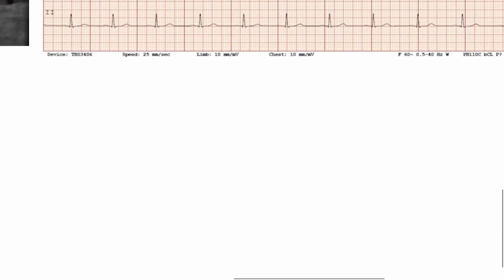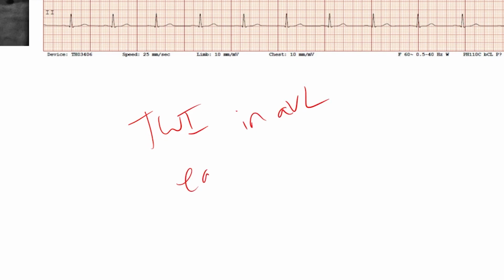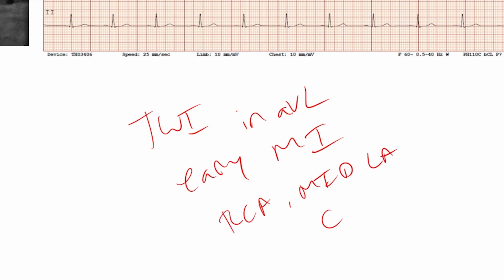So the important thing to note here is that T-wave inversion in aVL can mean early MI. It can be occlusion of the RCA and even mid-LAD or circumflex.